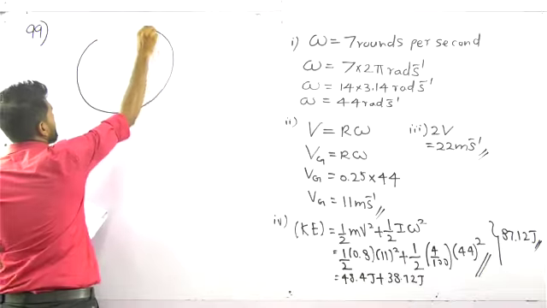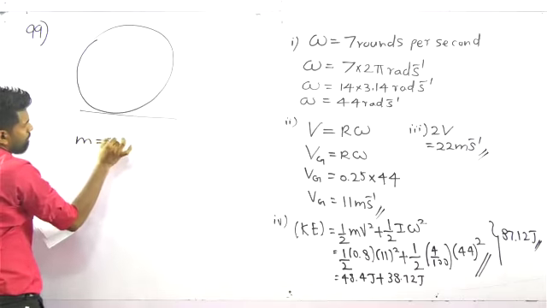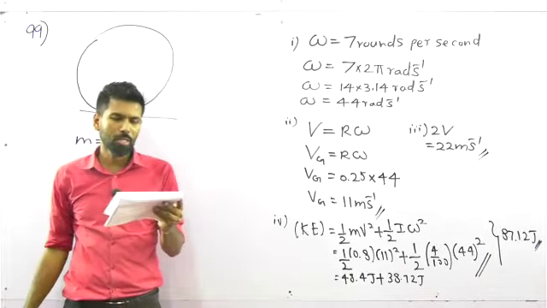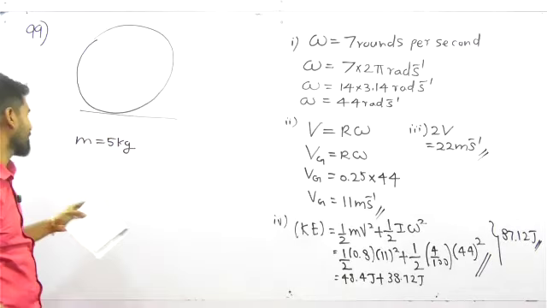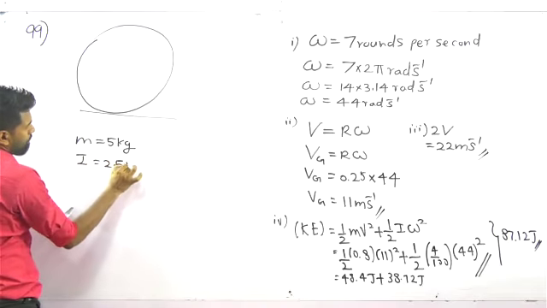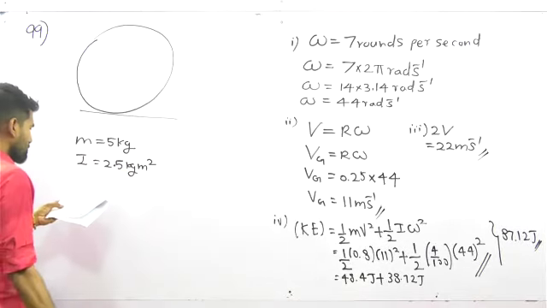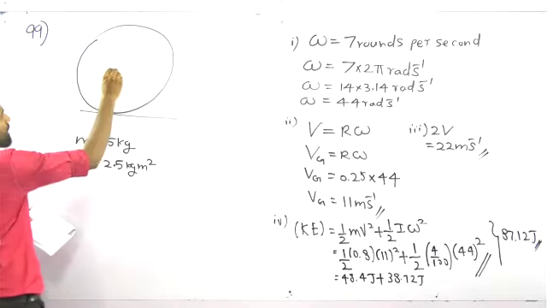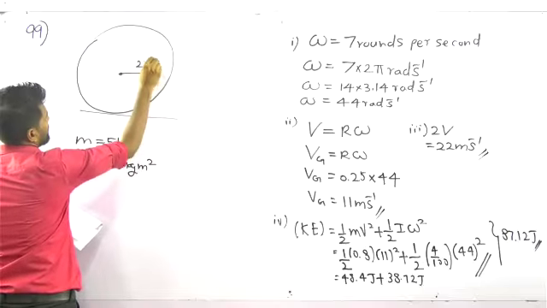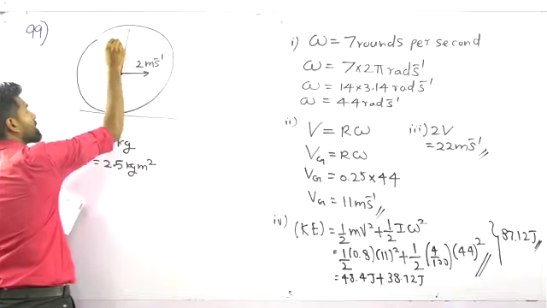Question number 99. A disc of mass 5 kg rolls in a horizontal plane. The moment of inertia is 2.5 kgm square, and the linear speed is 2 meters per second. And the radius is 1 meter. R is equal to 1.